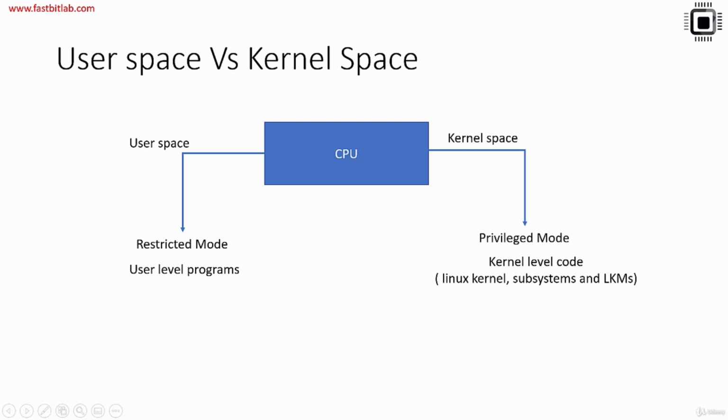That means the kernel level code can access many of the restricted resources of the system, such as memory, peripherals, processor instructions, control settings of the processor, etc. When a user space program runs on the CPU, the mode of the CPU will be in non-privileged mode or in restricted mode. A user space application cannot access those memory locations which it is not supposed to touch.